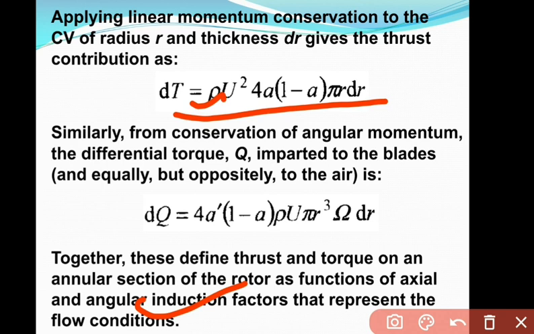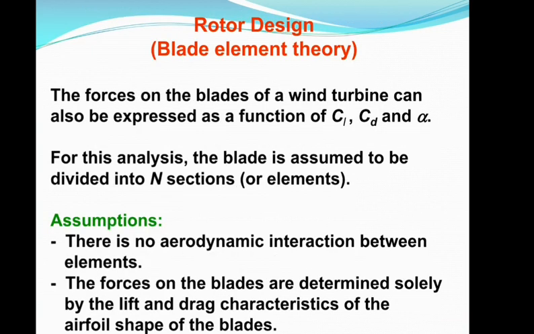torque, and this is the torque. dQ is the equation for the torque. Together these define thrust and torque on an annular section of the rotor as a function of the axial and angular induction factors that represent the flow conditions. Next, the blade element theory.